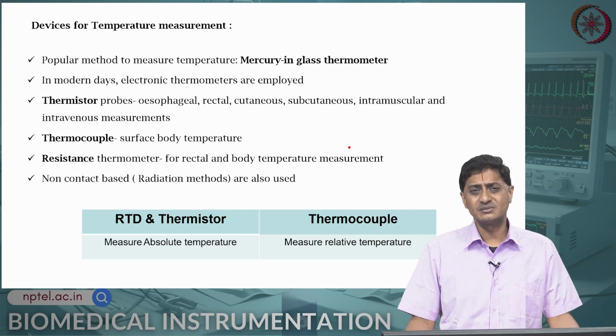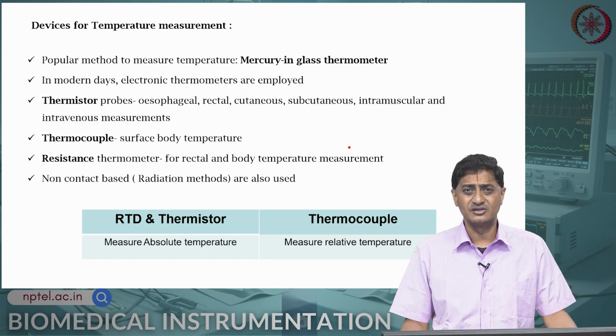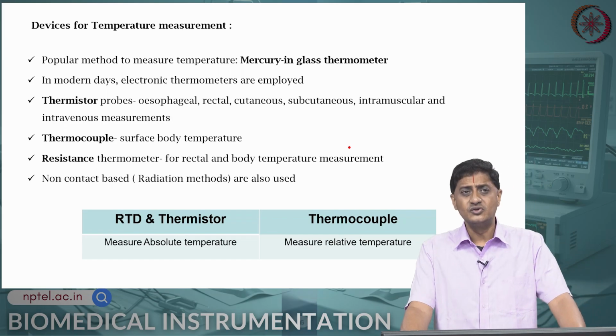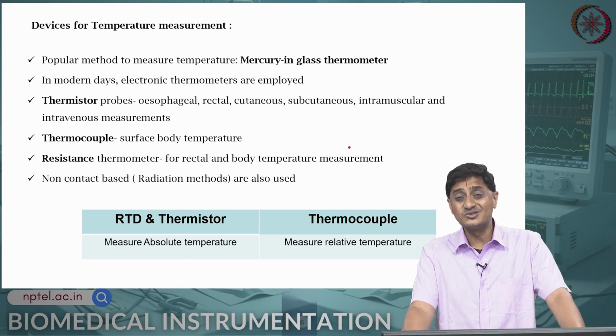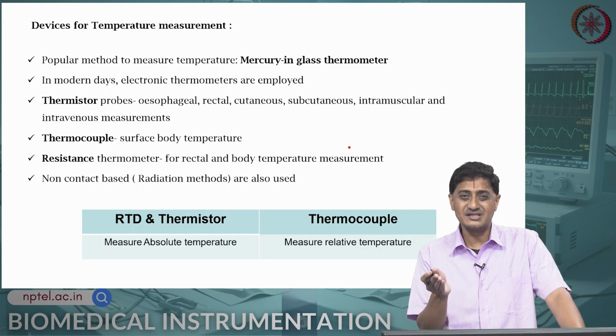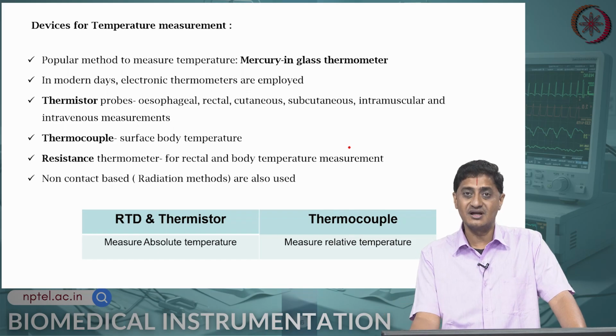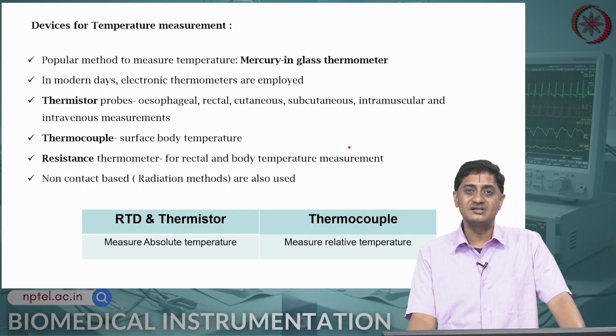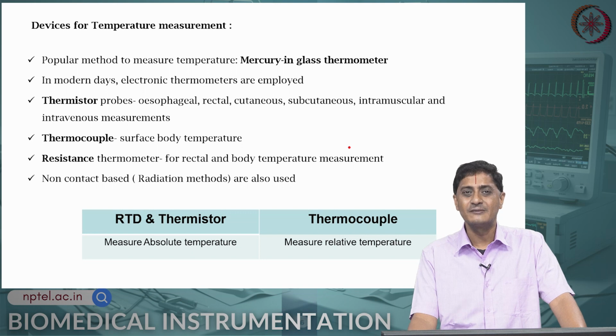Nowadays, electronic thermometers, the digital thermometers, are the ones that are used, and most of these use thermistors, and usually these thermistor probes can also measure temperature within the esophagus, inside the rectum, on the surface of the skin, percutaneous, subcutaneous, just below the surface of the skin, and temperature within a muscle, for example, and temperature in a vein, for example. So, thermistor probes can be really small so that they can measure temperature at multiple points.